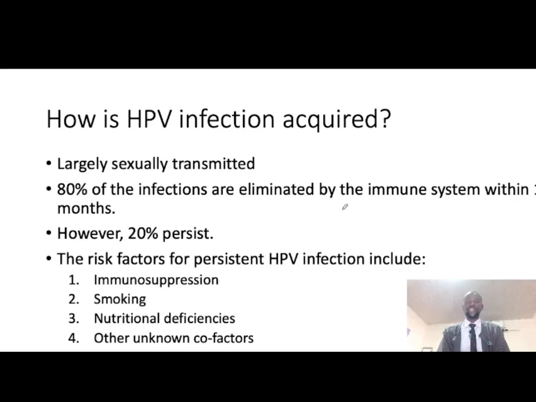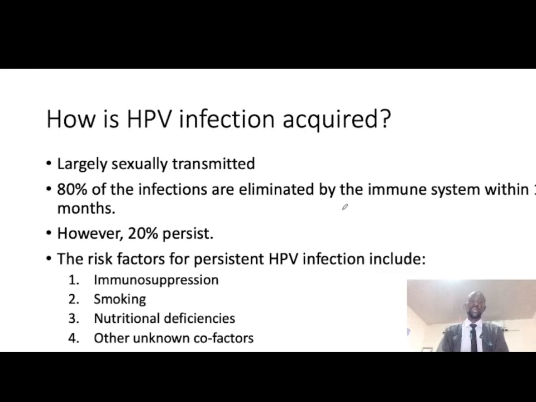What are the risk factors for persistent HPV infection? We have immunosuppression, especially, very common in our setup, HIV infection. So those that have HIV infection, HIV is a very big risk factor for development of cervical cancer, because it will cause your immunity to fail to clear this HPV infection. So you develop a persistent HPV infection.